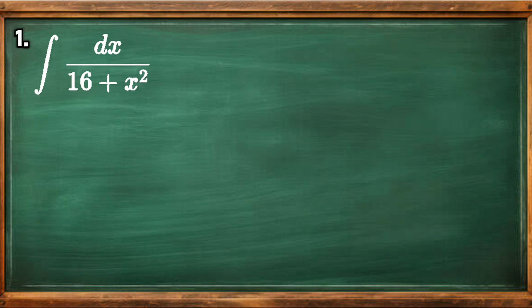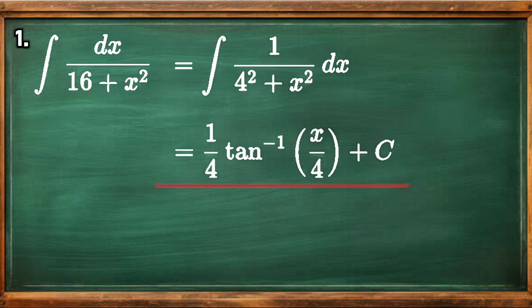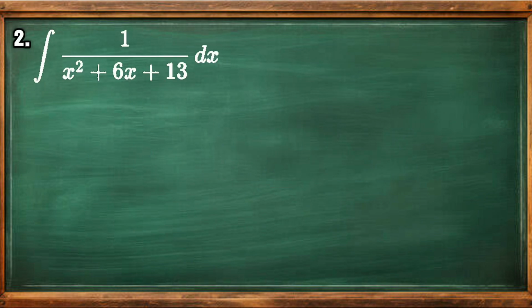Let's try an example. To solve the integral of dx over 16 plus x squared, we first recognize that it fits the standard form of inverse tangent. Therefore, we rewrite 16 as 4 squared so that the expression becomes dx over 4 squared plus x squared. Using the formula for this form, we apply the inverse tangent rule. So our final answer is 1/4 times arctan of x over 4 plus c.